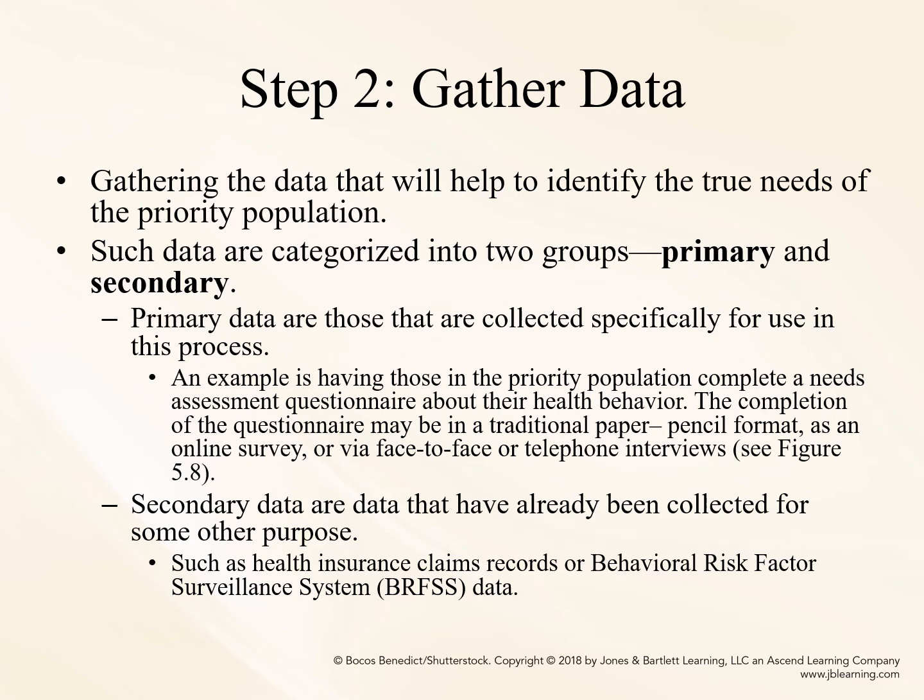Such data are categorized into two groups, primary and secondary. Primary data are those that are collected specifically for use in this process. An example is having the population complete a needs assessment questionnaire about their health behavior. This could be a survey on paper, a face-to-face survey, or telephone interview, etc. Secondary data are data that have already been collected for some other purpose. So these are big databases that we have access to and can use for research. And using both types of data usually presents the clearest picture of the priority population's needs.